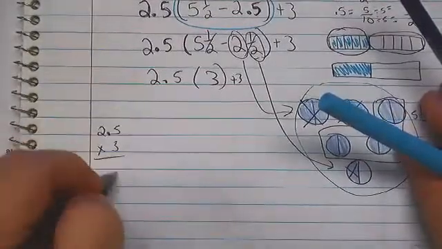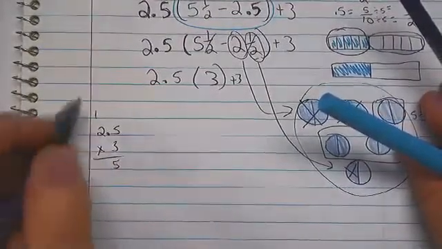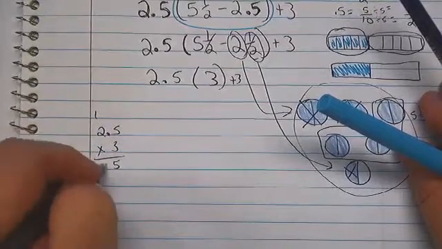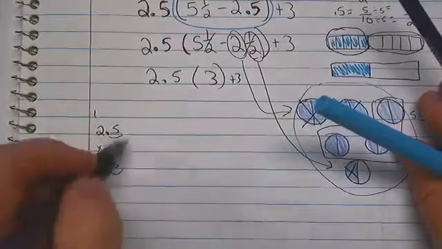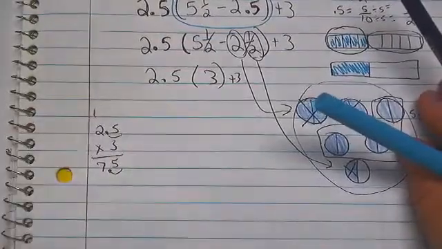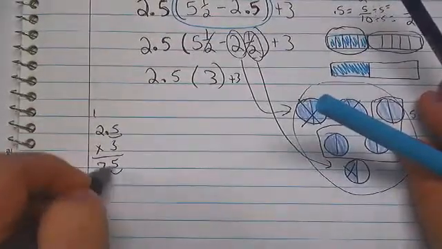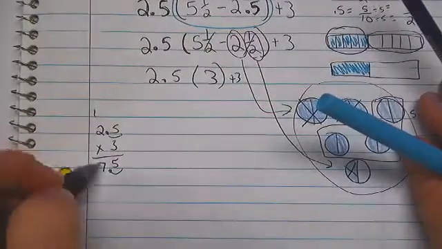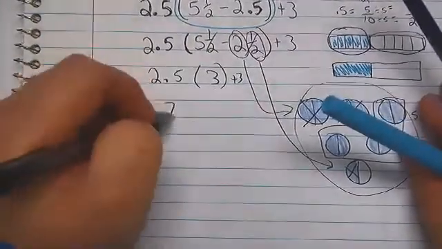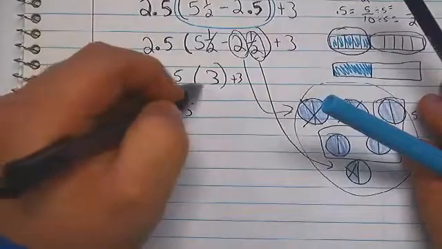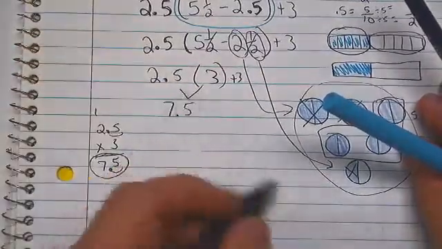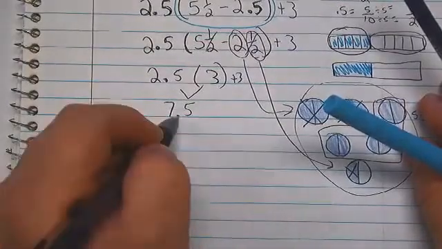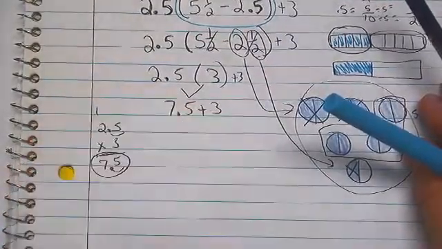So 3 times 5 is 15, carry the 1. 3 times 2 is 6 plus 1 is 7. There's 1 decimal place here, which means I need to have 1 decimal place in my product. Okay, so that's 7 and 5 tenths. We're not done, remember, because we just multiplied 3 times 2 and 5 tenths. So then it became 7 and 5 tenths. Now I need to add my 3 to it.